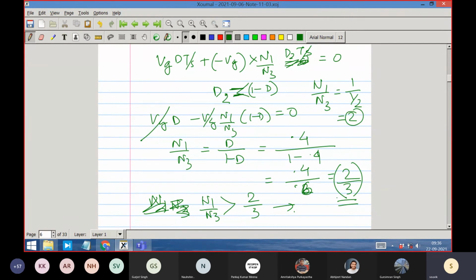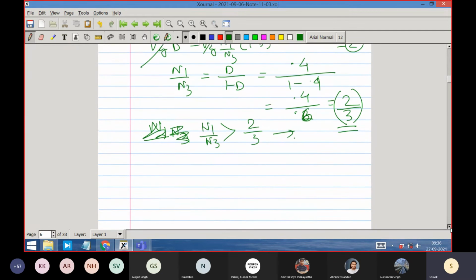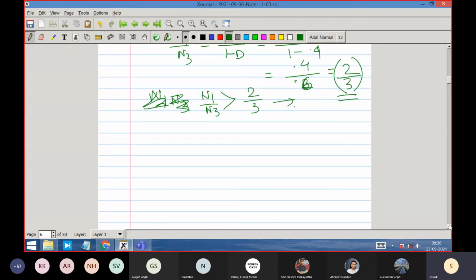It is taking less time. It is happening at 0.2 duty ratio at that point. D2 is 0.2. D2 is not required to be 0.6. It is 0.2. Okay. So good.